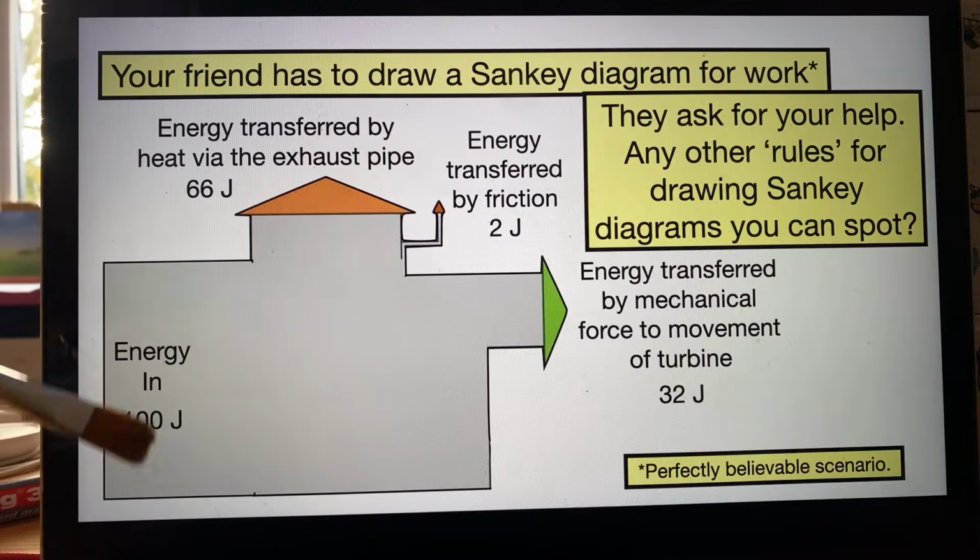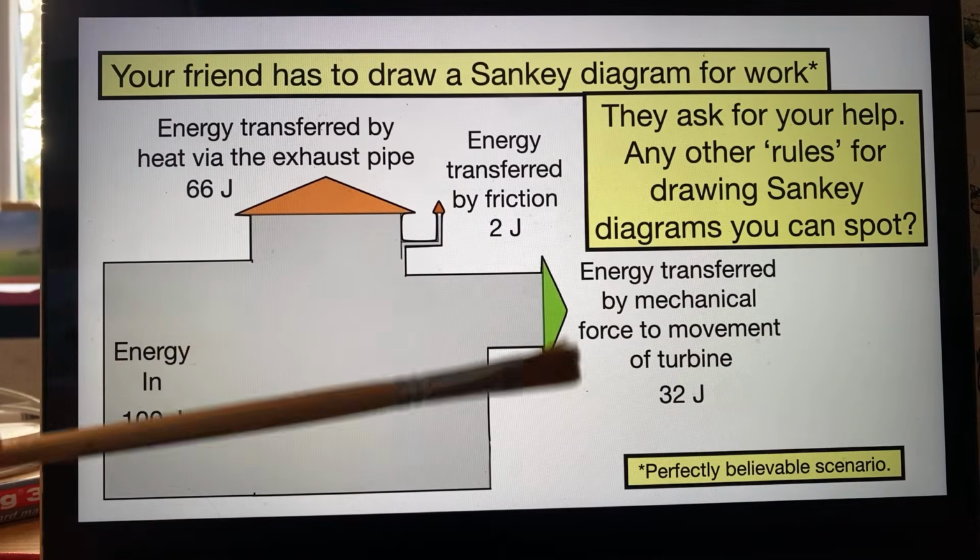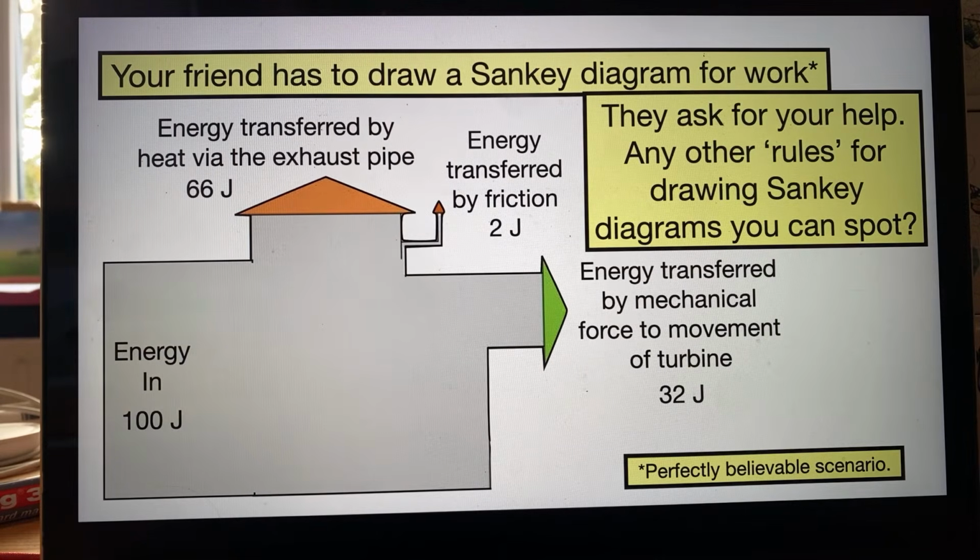So here the energy input of whatever this machine is, 100 joules. The arrow going straight ahead is saying that that's energy transferred by mechanical force to the movement of the turbine, which is 32 joules. And then there's two arrows coming off the side, one showing energy transferred by friction, that's 2 joules, and one showing energy transferred by heat via the exhaust pipe, and that's 66 joules. You spot another rule? I've sort of already told you, haven't I?